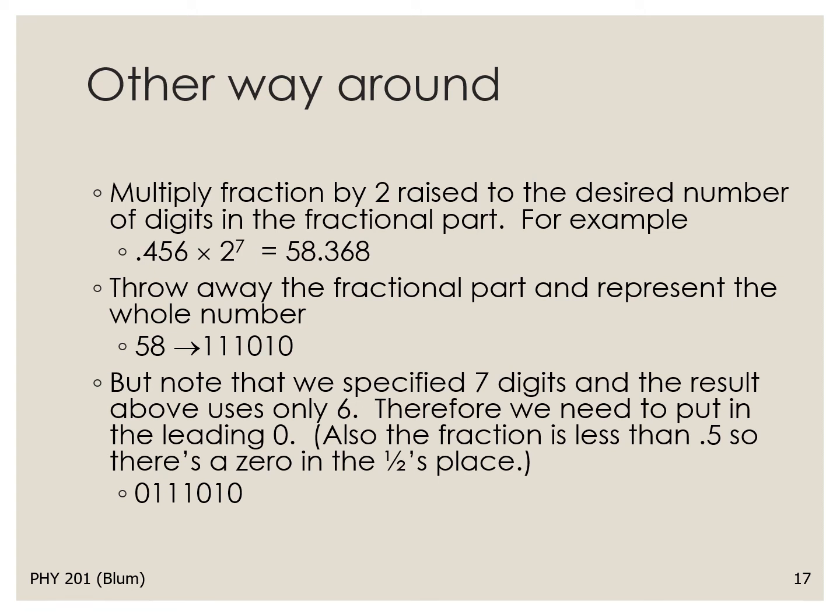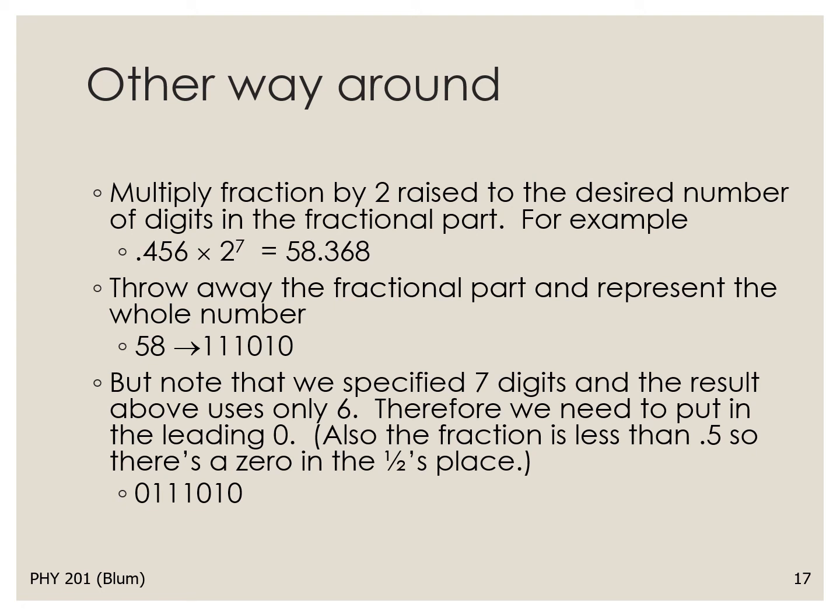We take that 58 and then we can convert it to binary. And we just have to remember here that we were expecting 7 bits. That's why we multiplied by 2 to the 7th. We were expecting 7 bits. And the answer we got when converting 58 only showed us 6 bits. But this tells us that we need a leading 0. In a fraction, the leading bit is the halves place, and our number 0.456 is less than a half, so we are expecting a 0 in the halves place. We are expecting a leading 0 in the fractional part.